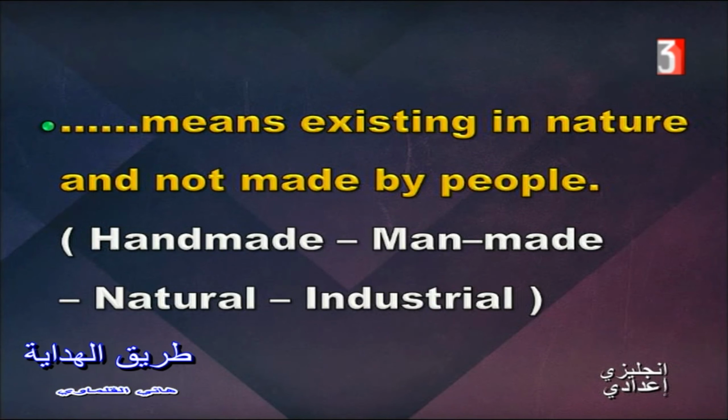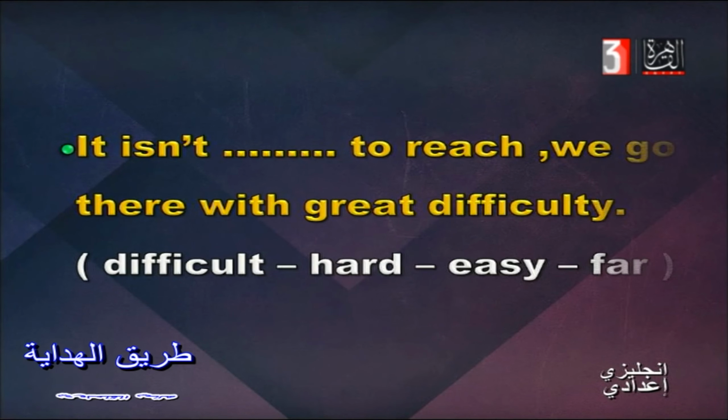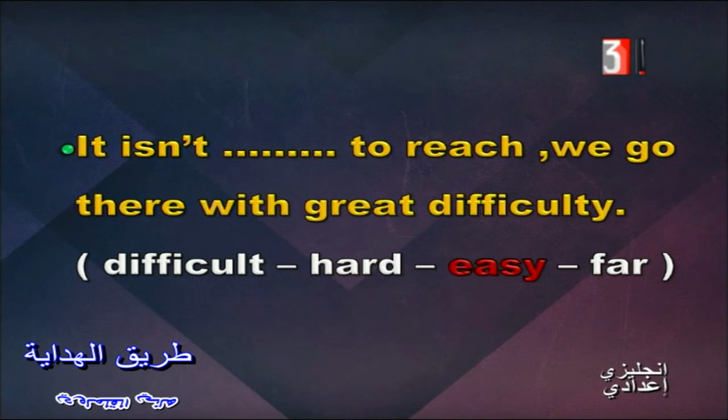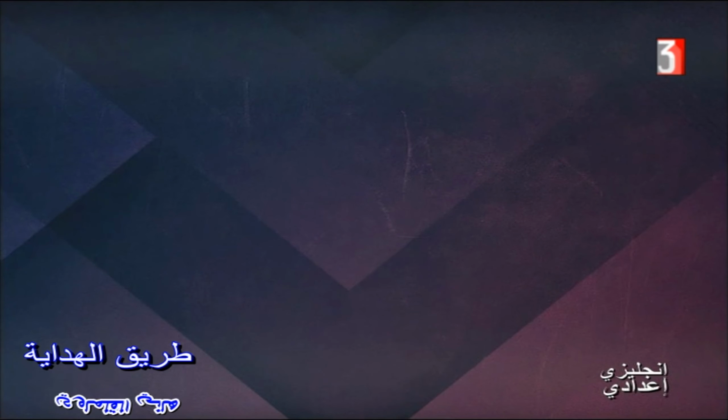Not made by people, معناها انها natural مش من صنع الانسان، لان man made معناها انها من صنع الانسان. It isn't a space to reach. We go there with great difficulty. It isn't easy. Take care for not. Because if I omit not from the sentence, it is hard. It is difficult. Okay? But here I put not. So it isn't easy. Take care for not, please.